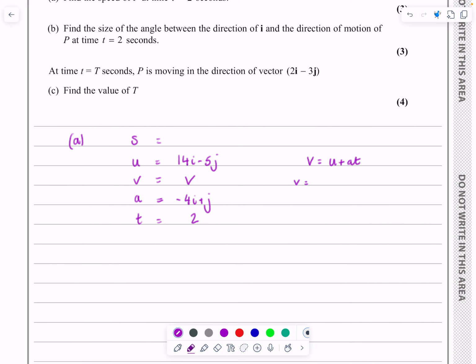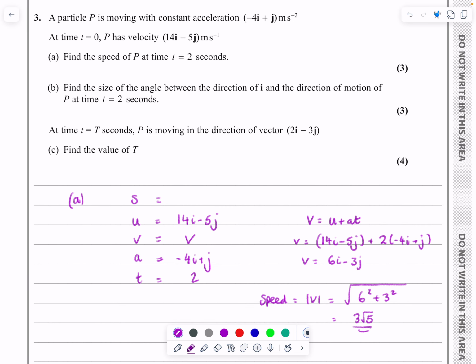So v is equal to 14i minus 5j plus 2 lots of minus 4i plus j. V then works out to be 6i minus 3j. And just be careful, they've asked us for the speed. So speed is equal to the magnitude of the velocity, which is simply the square root of 6 squared plus 3 squared. And that works out to be equal to 3 root 5. They didn't say the exact value, but I'd leave it as that.